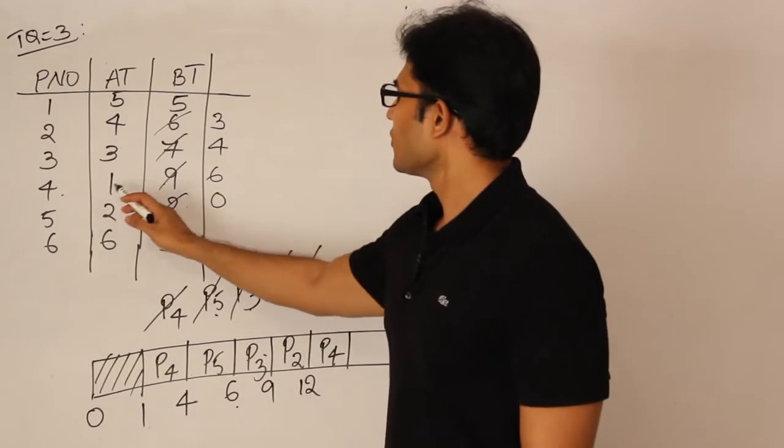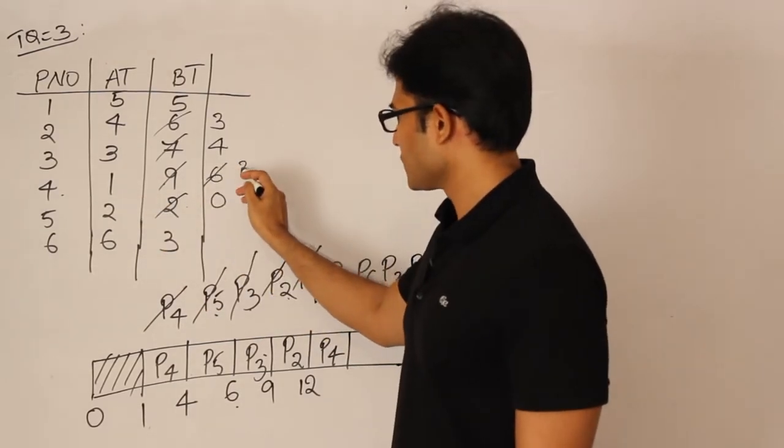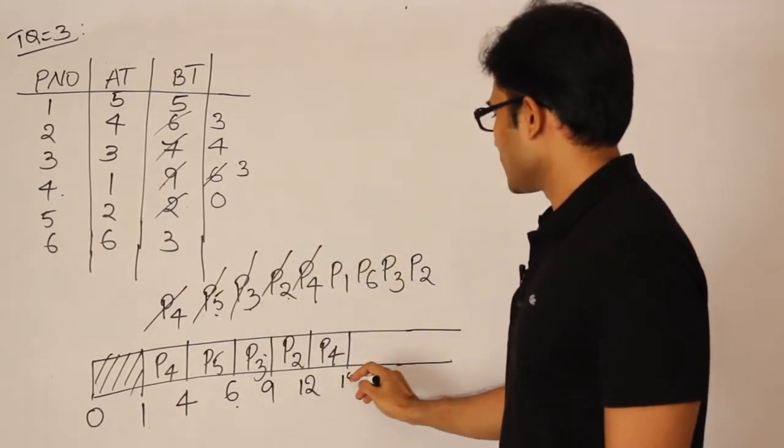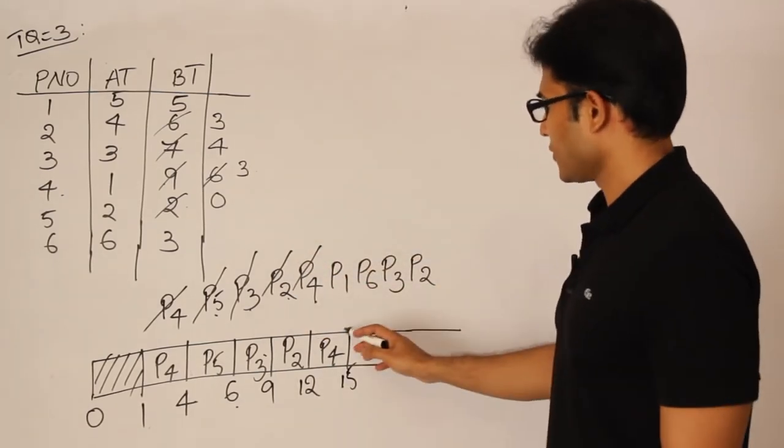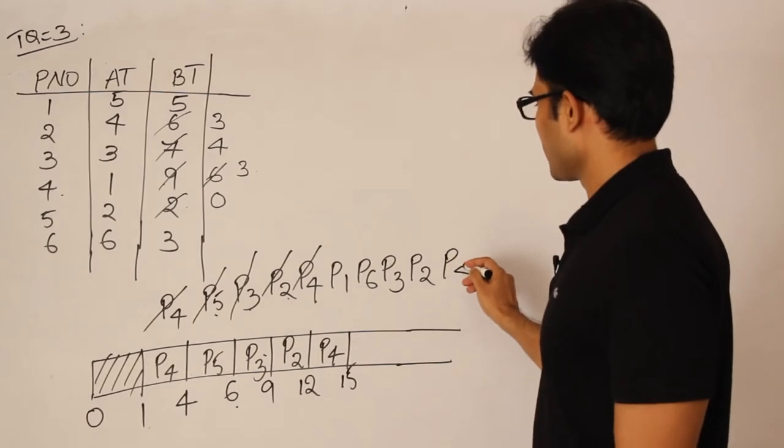So if you watch P4, it requires 6 units of time. Therefore I am going to execute it for 3 units. So it is 15, right? And it even needs 3 more units further. Therefore I should again put P4 back, right?